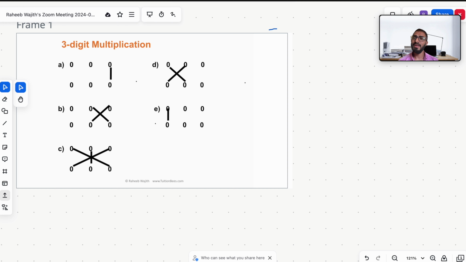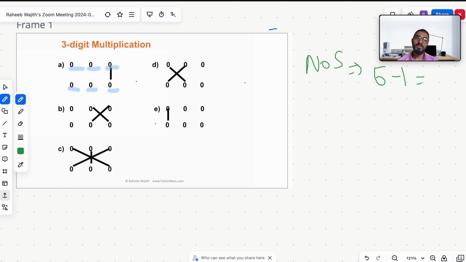Now let me explain the number of steps in this 3 into 3 digit multiplication. As I said earlier, there are 6 digits involved here: 1 2 3 4 5 6. So the number of steps will be 5, because the number of steps is the total number of digits, 6, minus 1, which gives us 5. So these are the 5 steps: 1, 2, 3, 4 and 5. I've written A, B, C, D, E. So there are totally 5 steps.